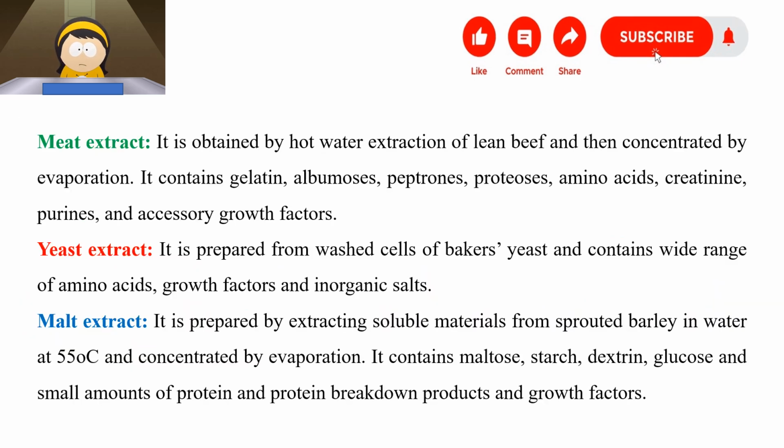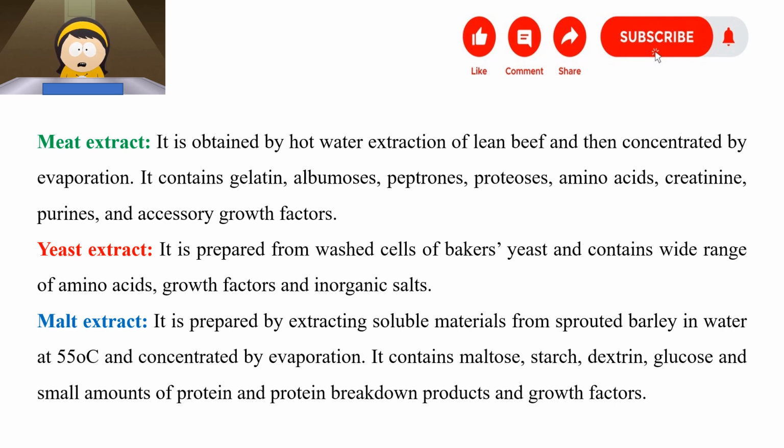Meat extract. It is obtained by hot water extraction of lean beef and then concentrated by evaporation. It contains gelatin, albumoses, peptones, proteoses, amino acids, creatinine, purines, and accessory growth factors.